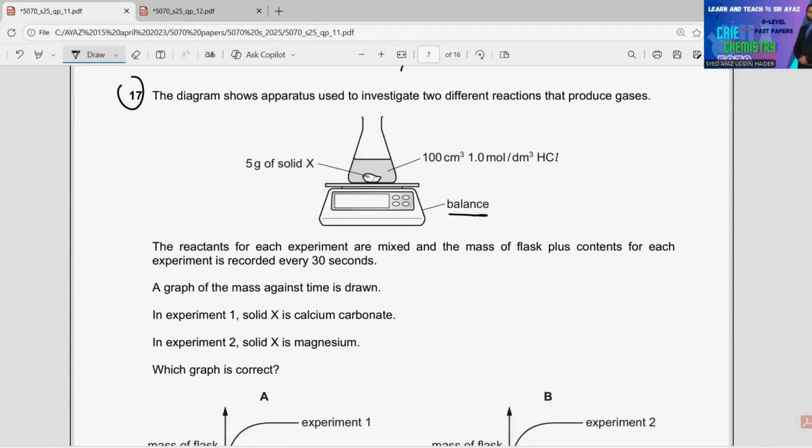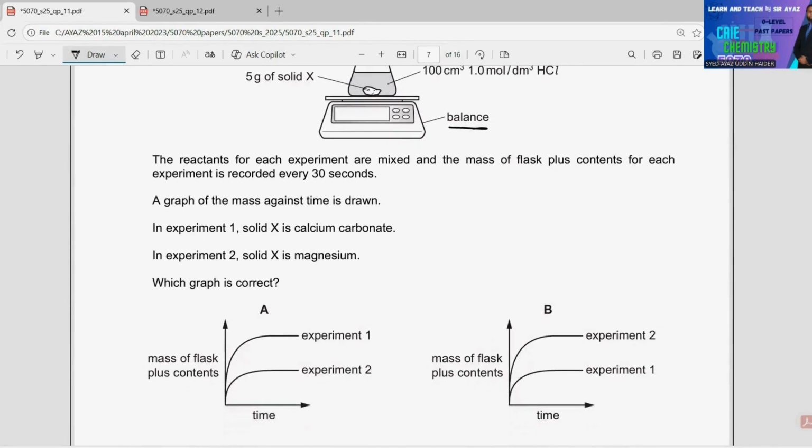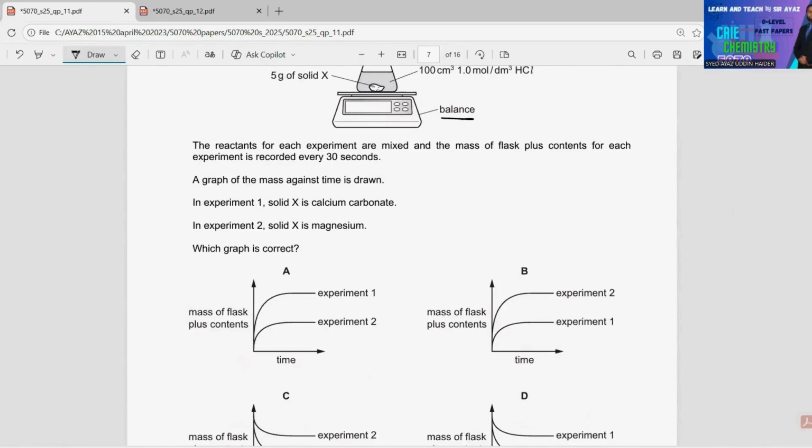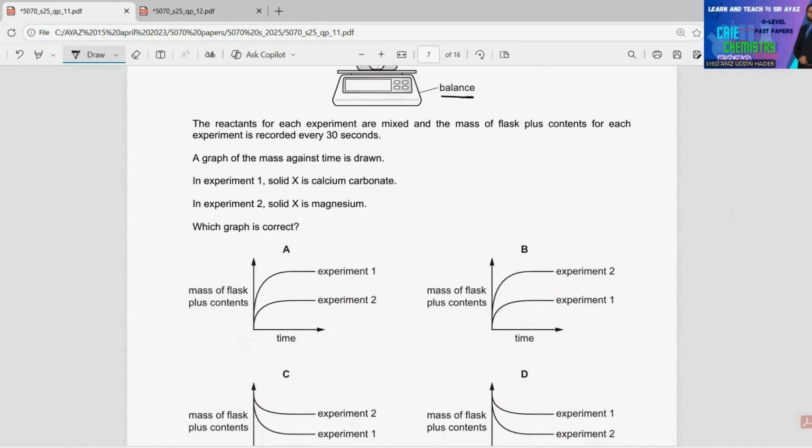In experiment 1, solid X is calcium carbonate. In experiment 2, solid X is magnesium. Which graph is correct? For convenience, I am going to write the reaction for this. So for experiment 1, we have CaCO3 plus HCl. You will get calcium chloride CaCl2 plus CO2 plus H2O. Now balance the equation. We place 2.